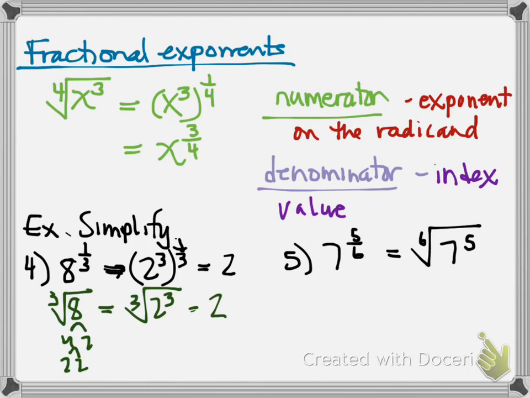There's not enough 7s to take the 6th root of it. So the only thing you can do is rewrite it into radical form. That's it. Nothing more to be done. That would be it for that problem. I need 6 7s in order to do a 6th root. I only have 5. I can't create another 7 out of the air. The only thing I can do is rewrite it in radical form.